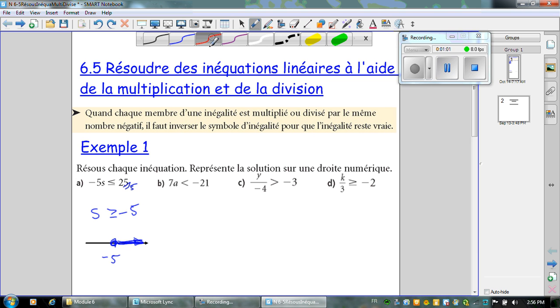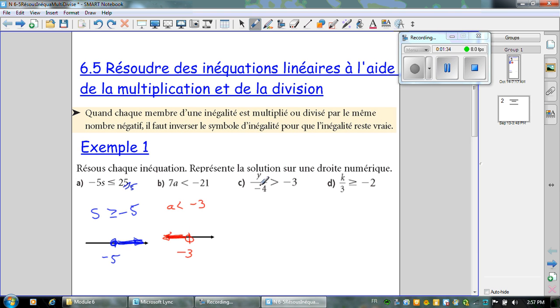Second one, notice that there's no negative in front of the variable, so to solve, you won't have to flip the symbol here. So 7 times what number gives me negative 21? That's negative 3, so just a smaller than negative 3. So all the numbers that are smaller than negative 3 are solutions. So just draw a number line real quick. Negative 3, open circle, because negative 3 is not part of the solution, and all the numbers to the left.